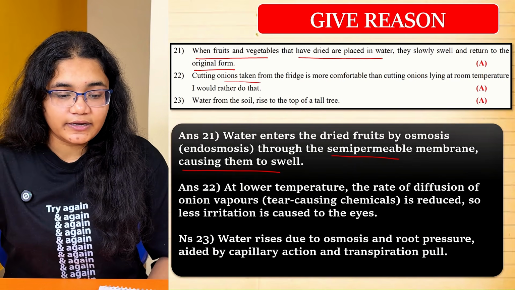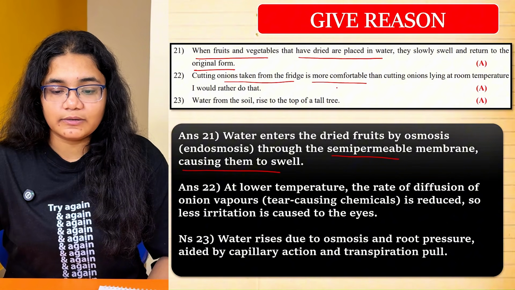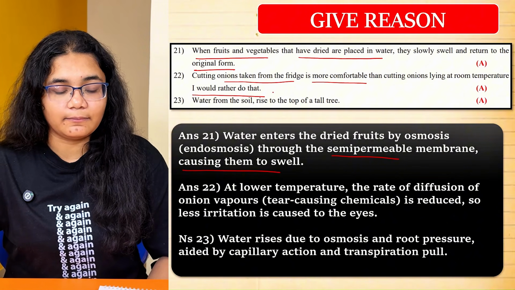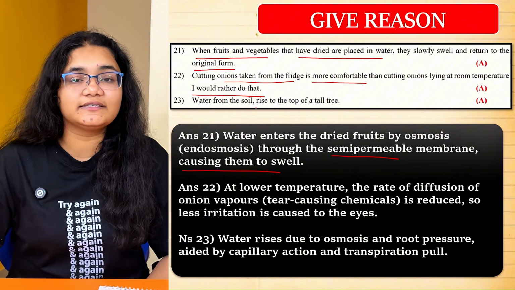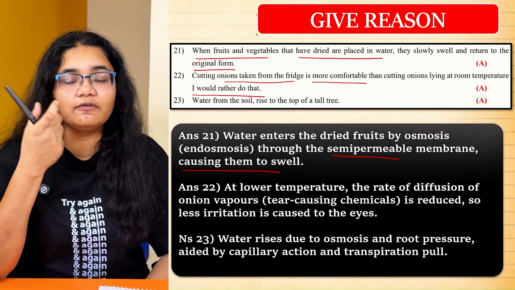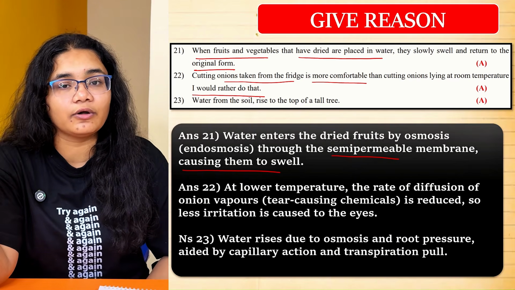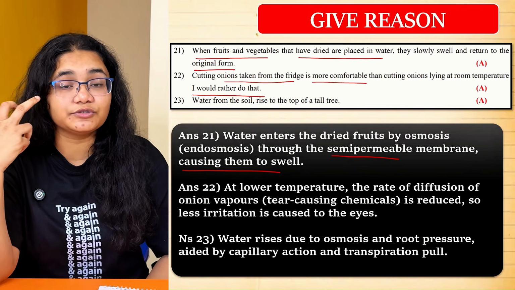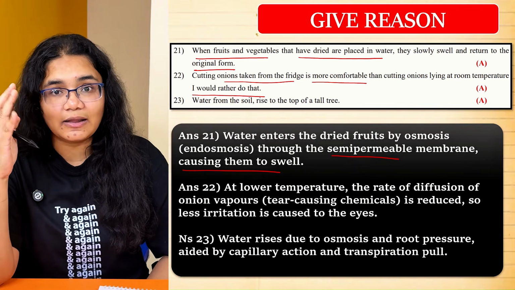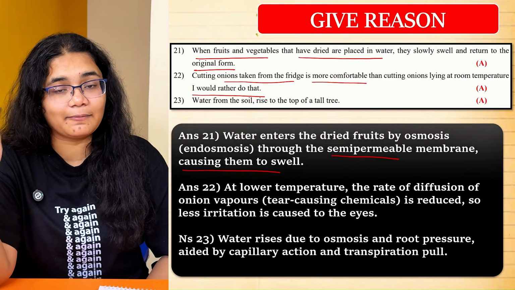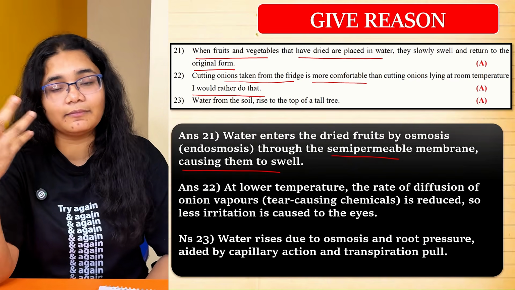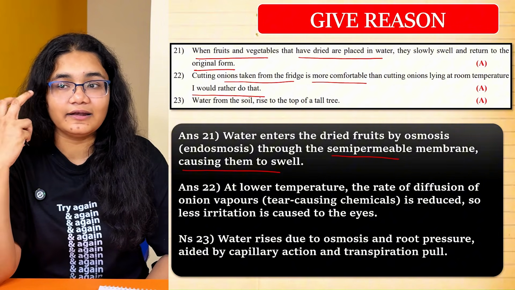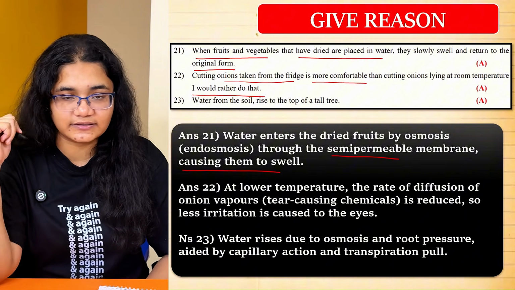Next, cutting onions taken from the fridge is more comfortable than cutting onions lying at room temperature. Why do we get tears while cutting onion? That is because onion releases some toxic vapors, which are irritant to our eyes. Now if the temperature is reduced, the rate of evaporation of chemicals is reduced. So fewer chemicals are evaporated and we get less irritation in our eyes, so no tears come.